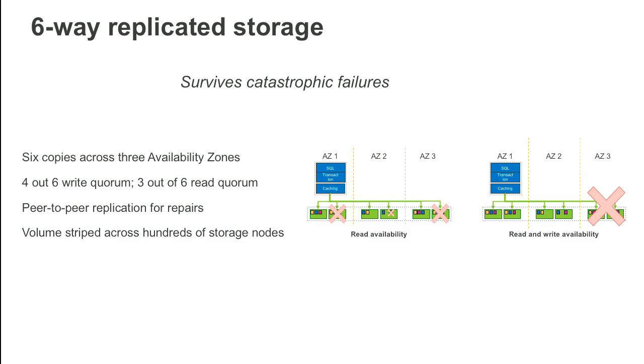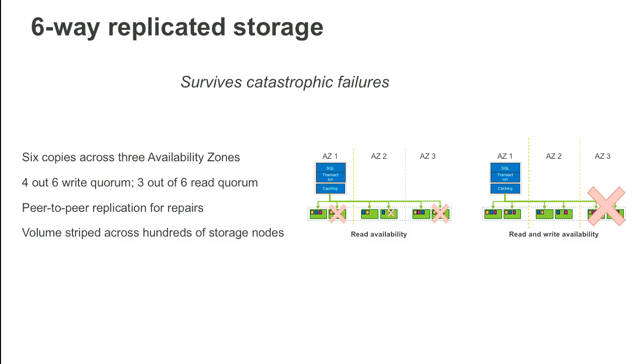Finally, I'm going to breeze through the availability section. I spent a lot of time on performance. In terms of availability, the high order goal is to survive catastrophic failures. So there are 6 copies of each page across 3 availability zones.